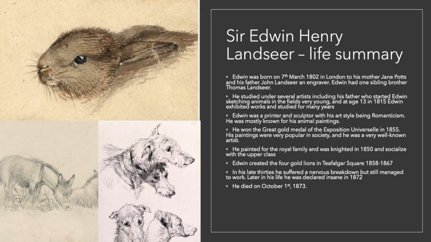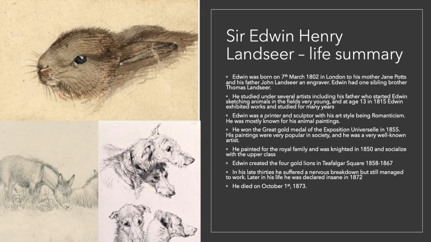Sir Edwin Henry Landseer's life summary. Edwin was born on the 7th of March 1802 in London to his mother Jane Potts and his father John Landseer, an engraver. Edwin had one sibling brother, Thomas Landseer. He studied under several artists including his father, who started Edwin sketching animals in the fields at a very young age, and at 13, in 1815, Edwin exhibited works and studied for many years.